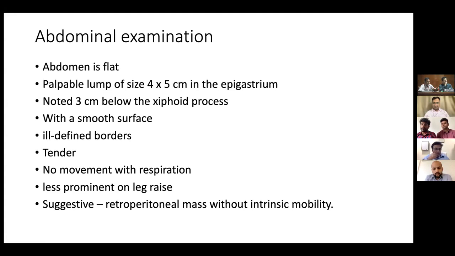Okay. An easier way to remember the masses is to just divide into the 9 quadrants and imagine the structures which lie in the 9 quadrants, and then relate the masses which can arise from those structures in the respective quadrants.